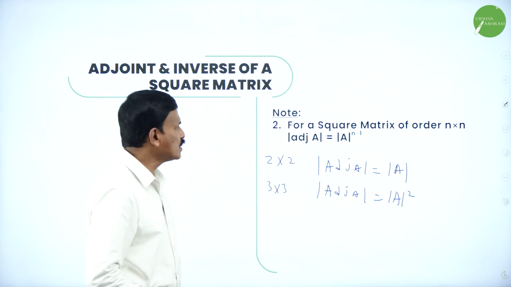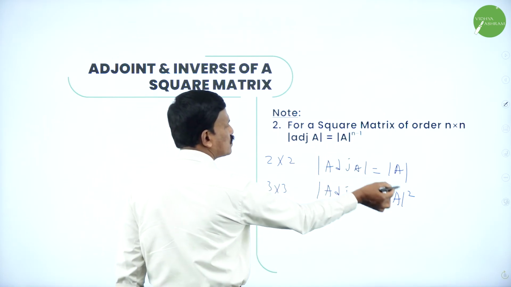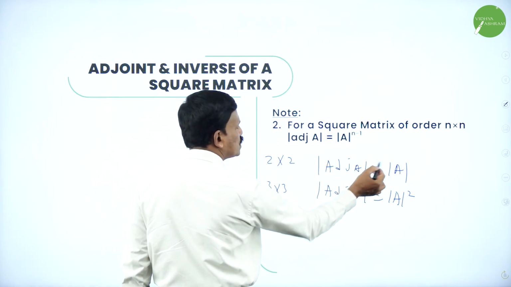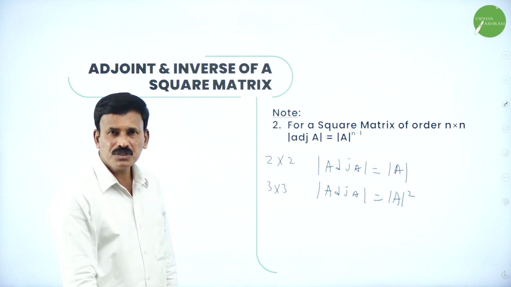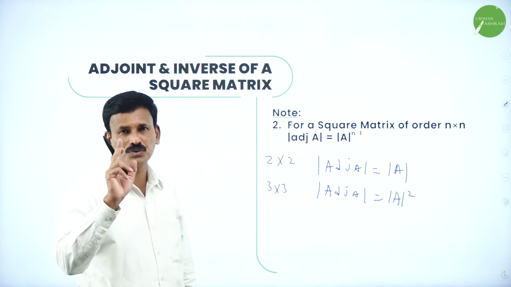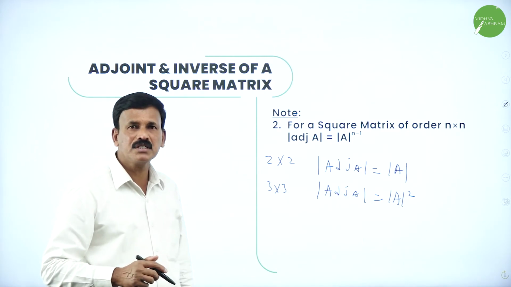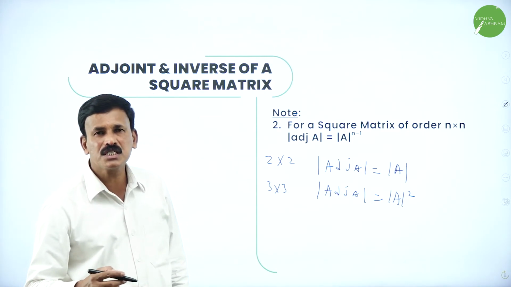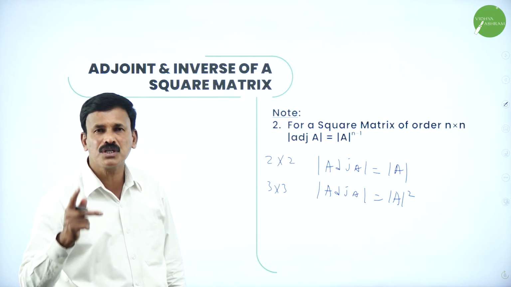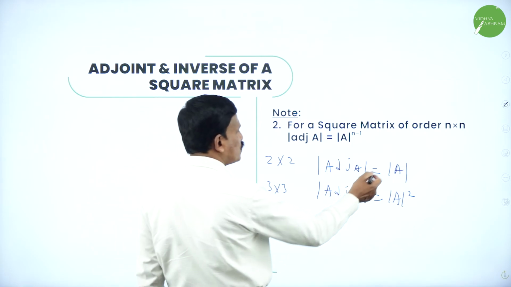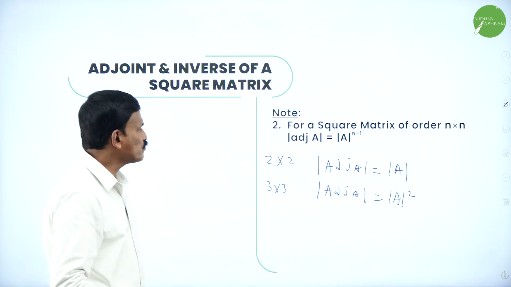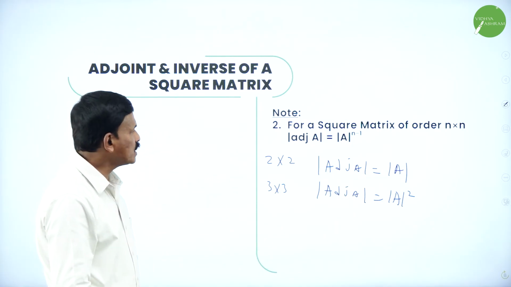This is very important. For 3 rows 3 columns, 3 minus 1 is 2, and for 2 rows 2 columns, 2 minus 1 is 1. So for 2 rows 2 columns, the determinant of the adjoint is equal to determinant of A itself. For 3 rows 3 columns it is determinant of A square. I will take a problem and explain it.